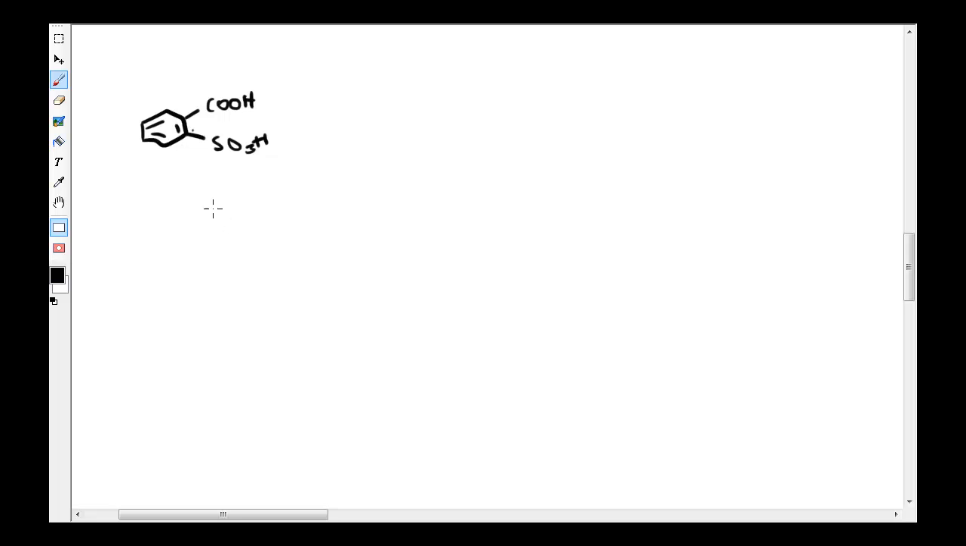Hey guys, I'm going to do another couple of synthesis problems for you. Today we're going to look at what we have to do in order to get this molecule from benzene. Now, if you look at this, it kind of looks scary because you're like, whoa, I've never seen that before. How do I put that on there? We just got to take it down and think about it first.